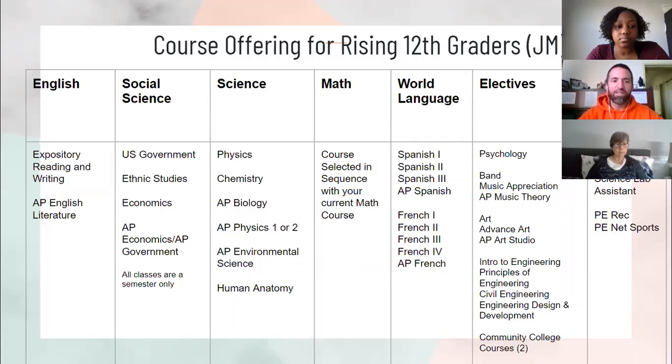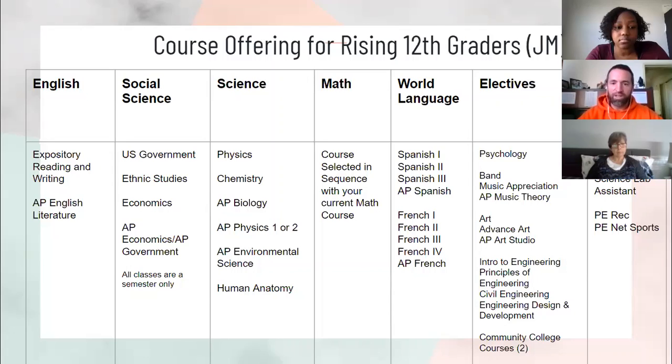US Government and Economics are graduation requirements that all students will take. If you took it during your junior year, you do not need to repeat it. Ethnic Studies is a class that many of you may have taken and completed as a freshman. If you did not, it is a graduation requirement and must be taken. All of the courses listed in the social science category are graduation requirements, and they are each a semester course.